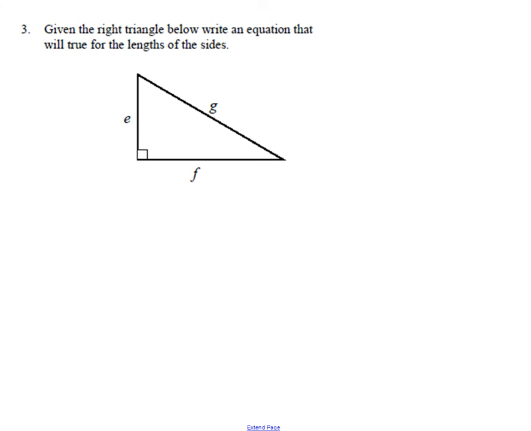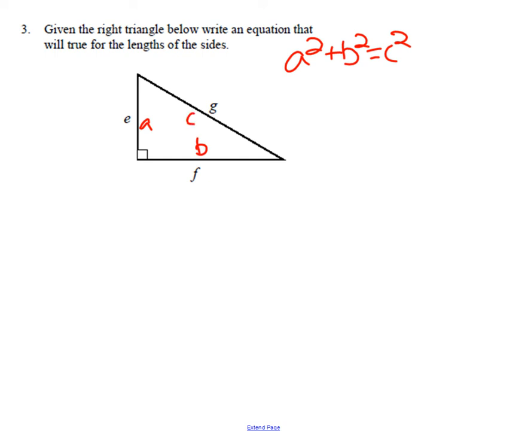All right, number 3. Given the right triangle below, write an equation that will be true for the lengths of the sides. This one's a little bit confusing and also really easy at the same time. Here is our standard equation, correct? So now all we need to do is say which of these sides is going to be A. Okay, E, which means F would have.